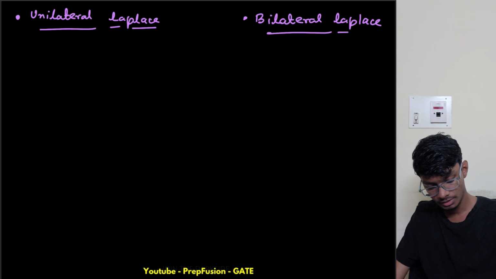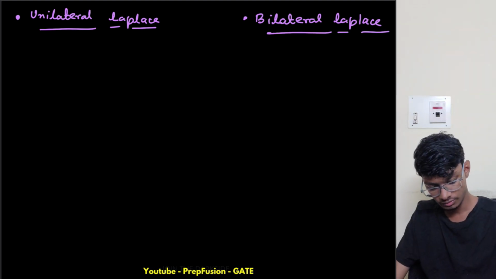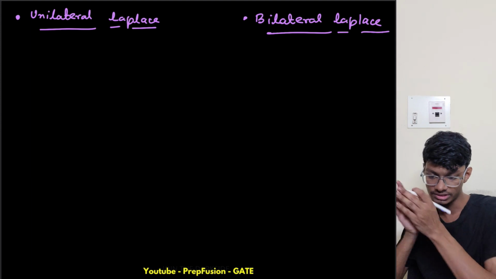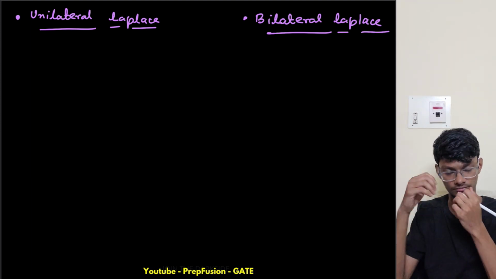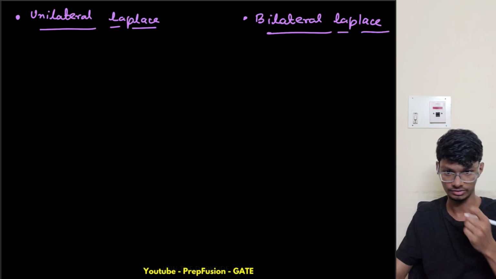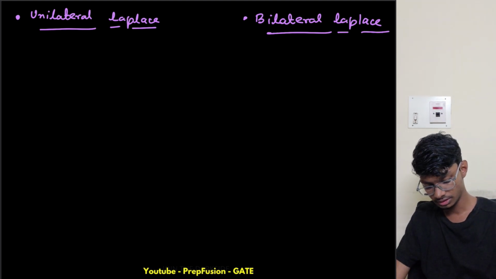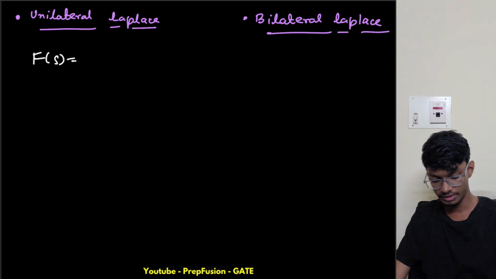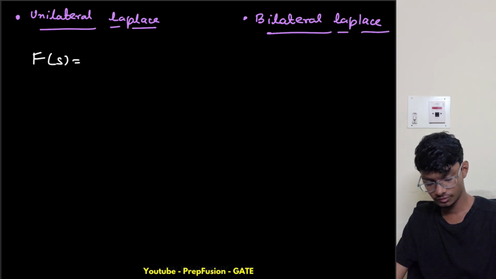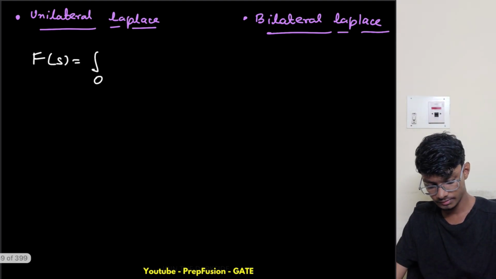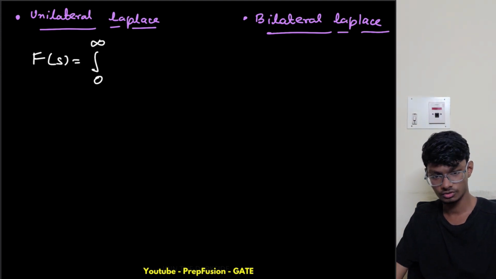Okay. So for unilateral Laplace, we define the Laplace transform like if our signal only exists after t equals 0, we only take the unilateral Laplace. And in most general cases we take the unilateral Laplace only. So the Laplace transform becomes 0 to infinity f of t e raised to power minus st dt.